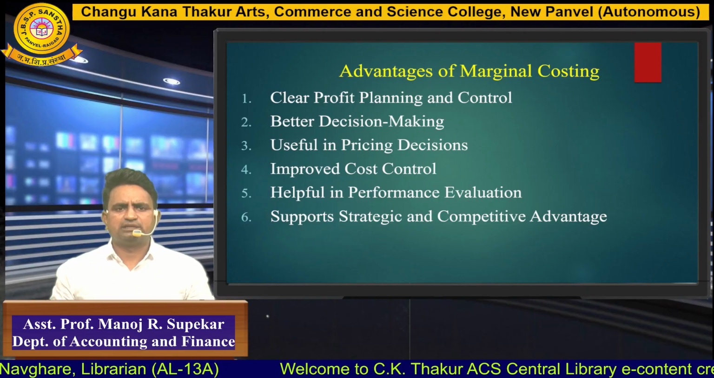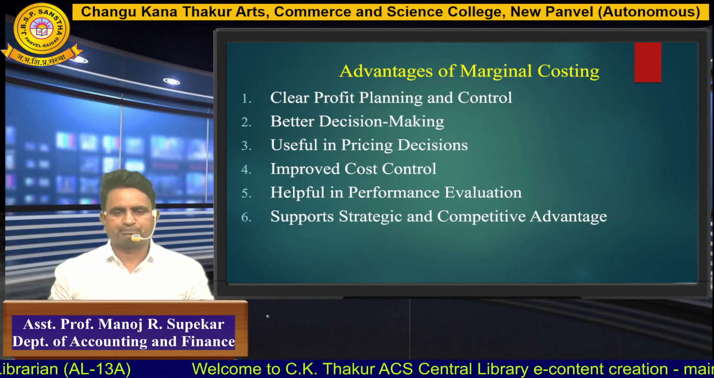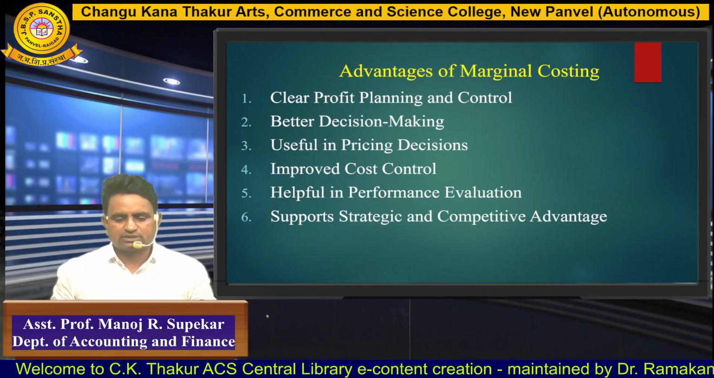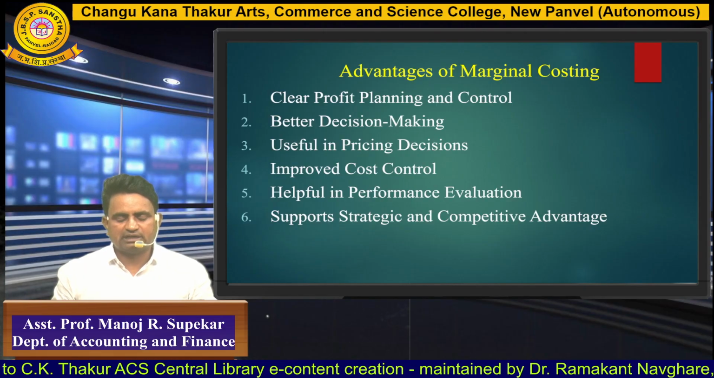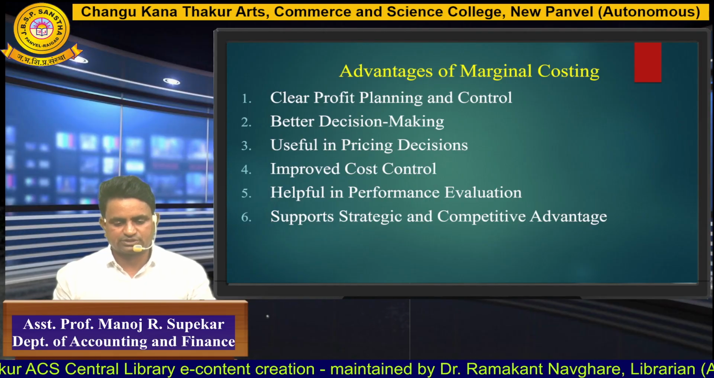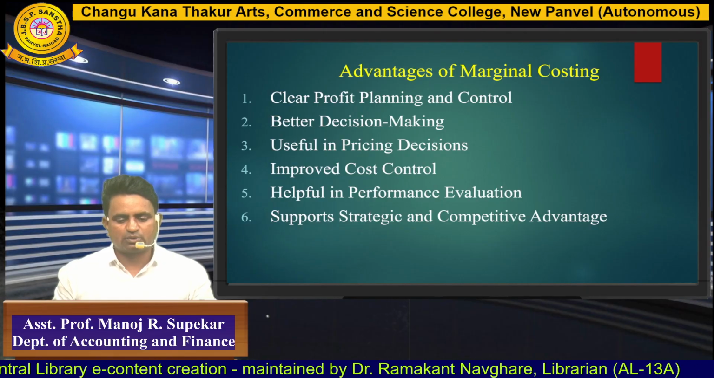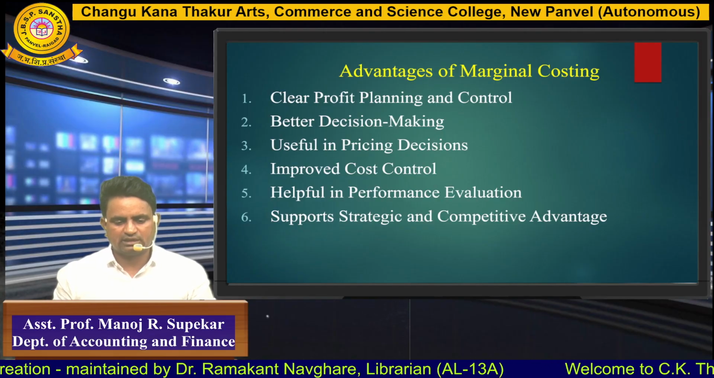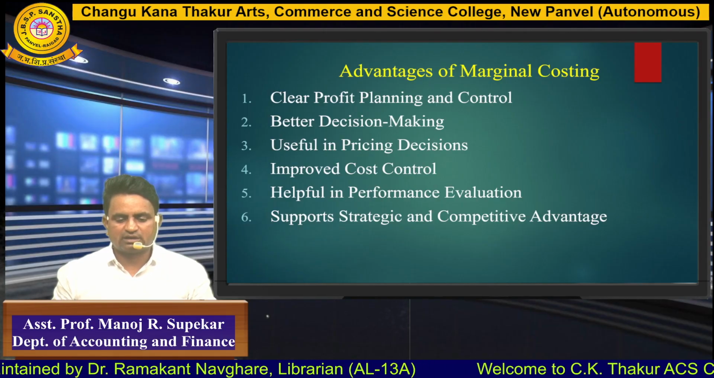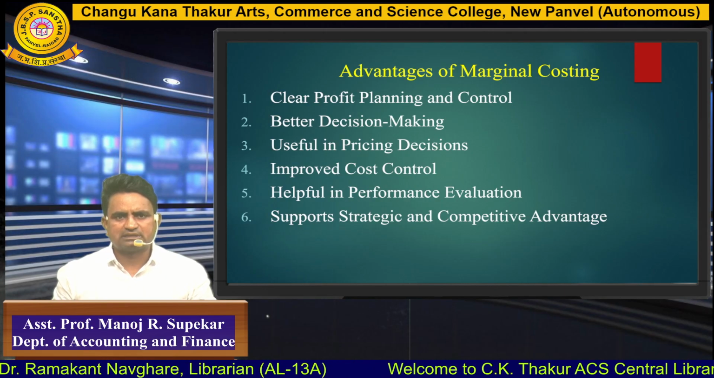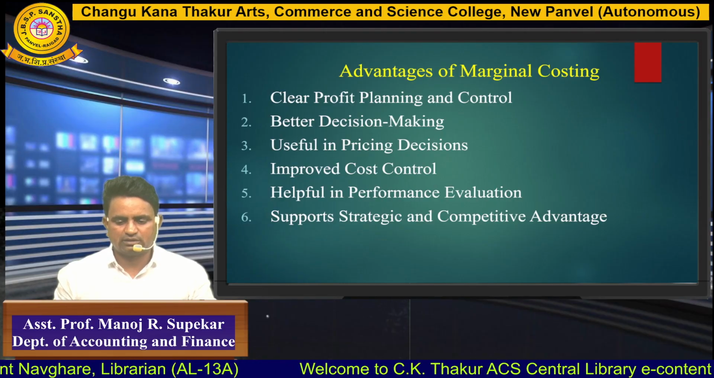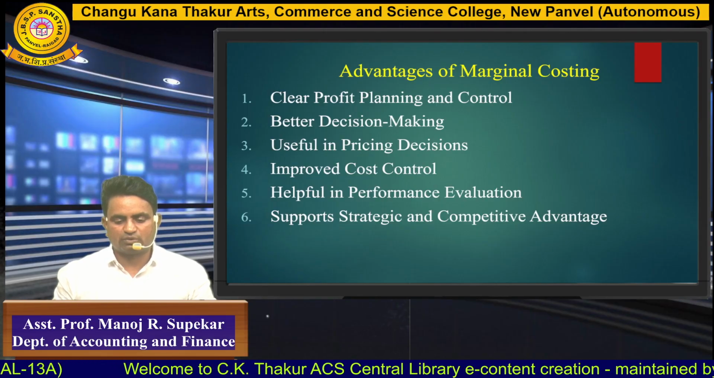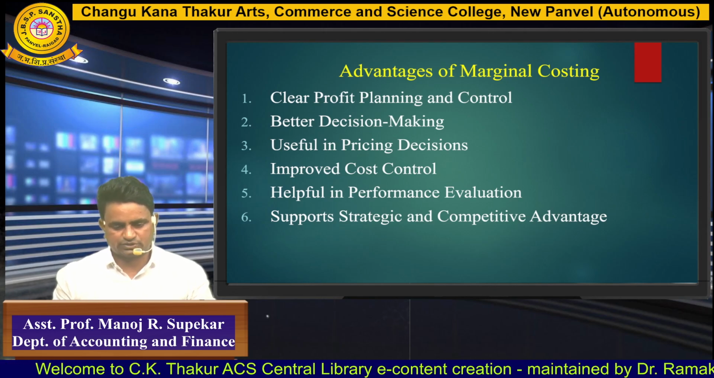Now we turn to the next part, that is the advantages of marginal costing. What is the significance of marginal costing? Through marginal costing, the manufacturing organization gets very good benefits. The first important benefit is clear profit planning and control. Marginal costing is a very important technique. Through this technique, a manufacturing organization gets the correct idea about future planning. They can make systematic planning of profit, and marginal costing is helpful to know about future profit planning and also to control the cost of production.